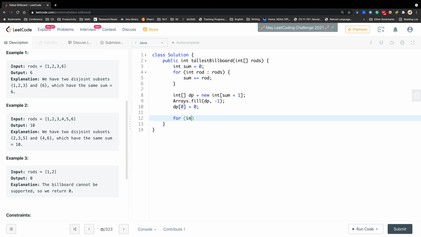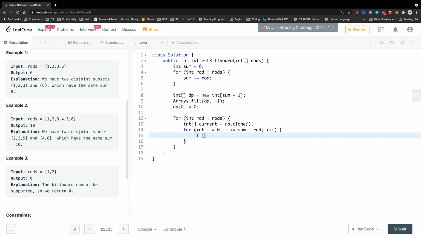And then we iterate every road, and we get the current, which will be the current dp clone. And for i will start from 0, i will be less than or equal to sum minus road, because the total size of this dp will be sum plus 1. So if we just use sum minus road, we can equal it, i plus plus. If the current i is less than 0, we just continue, because that means the maximum height is negative.